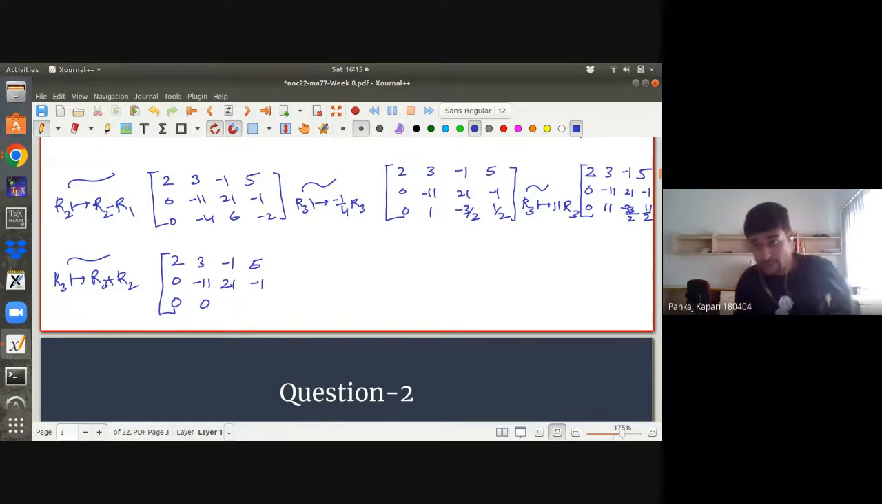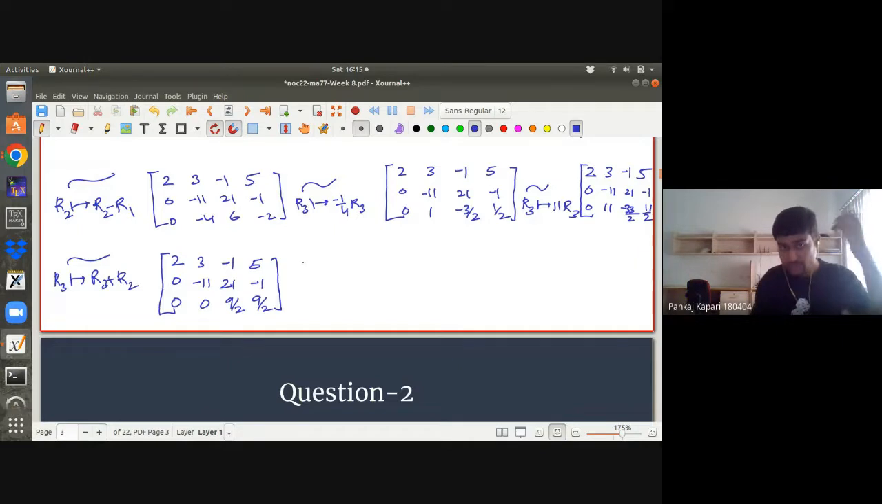Okay. So what is 21 minus 33/2? It's 9/2, right? Okay. What is 11/2 minus 1? Again 9/2. Okay. So this is our echelon form. This is called row echelon form.